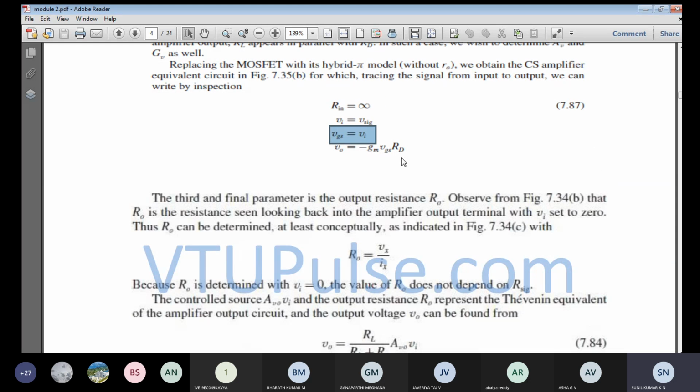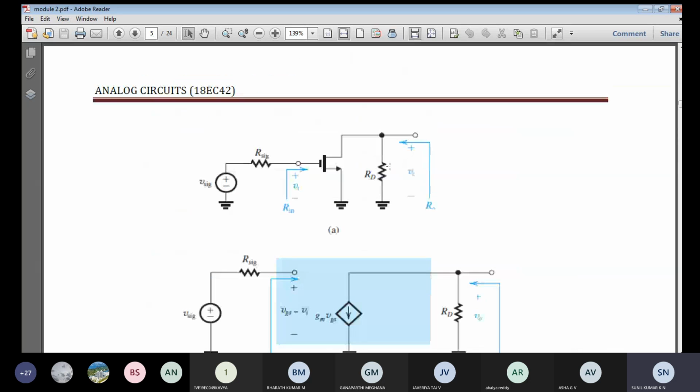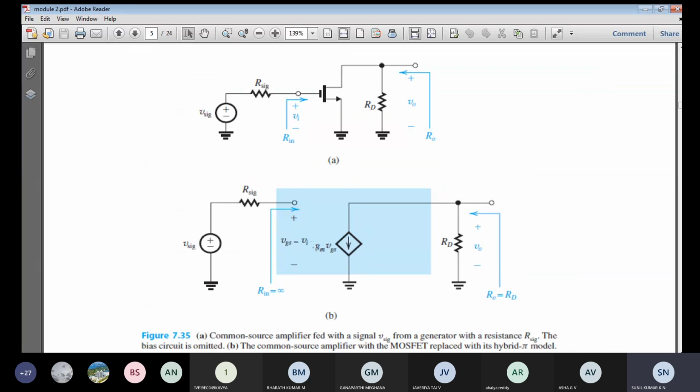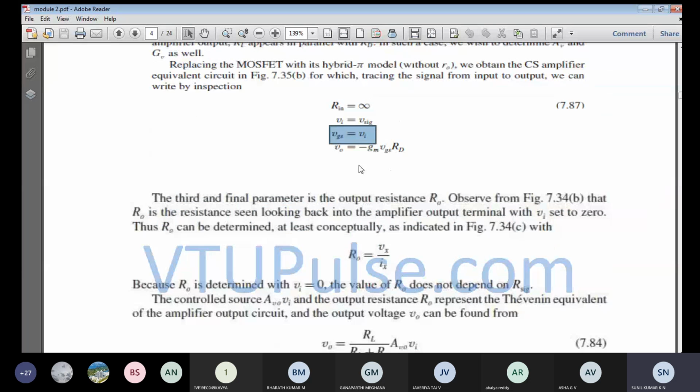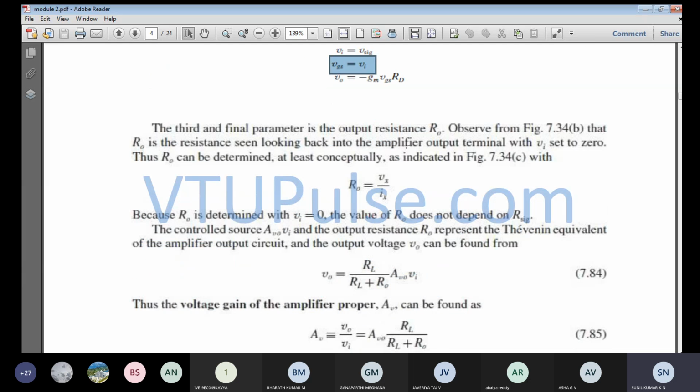So output is nothing but what? Current multiplied with the drain resistance. So you can see this is the current that is flowing. So Gm into Vgs is the current that is flowing, and this is the output resistance RD. So Gm into Vgs into RD. There is a minus symbol because the output voltage will be 180 degrees out of phase. So minus Gm into Vgs into RD, that is the output voltage expression. So I can write V0 is equal to minus Gm into Vgs, which is current, into resistance. So minus Gm into Vgs into RD.